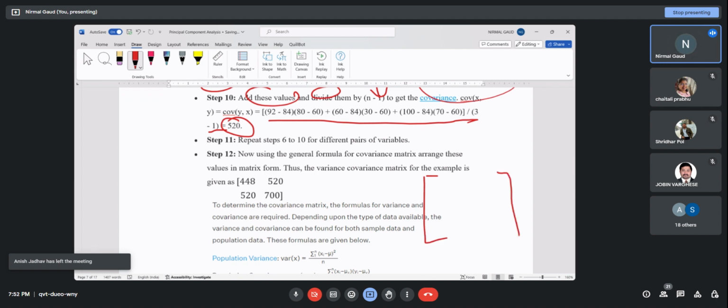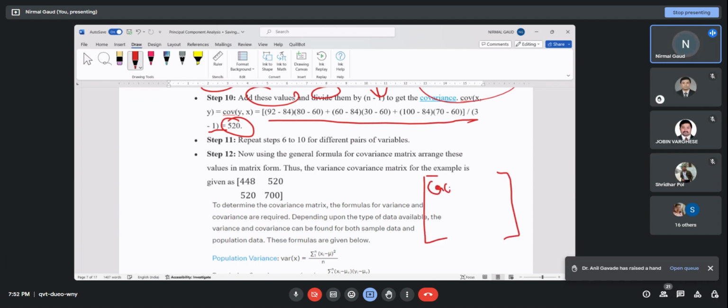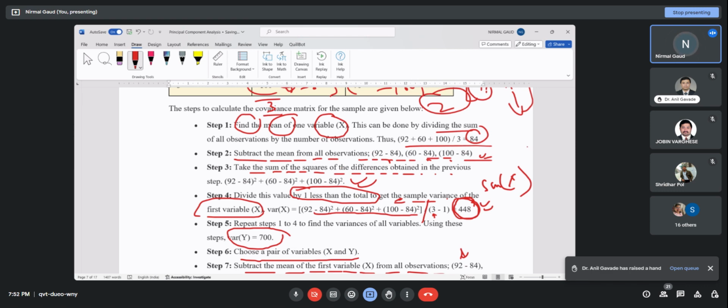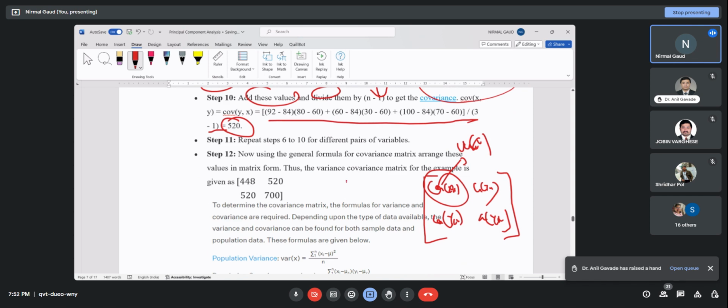Now what remains is to put these values into the covariance matrix. So what is the covariance matrix? Covariance of xx, covariance of xy, covariance of yx, and covariance of yy. Covariance of xx is equal to variance of x. What is the variance of x? Variance of x is 448, so put 448. Covariance of xy is 520. Covariance of yx is the same, 520. There is no change.